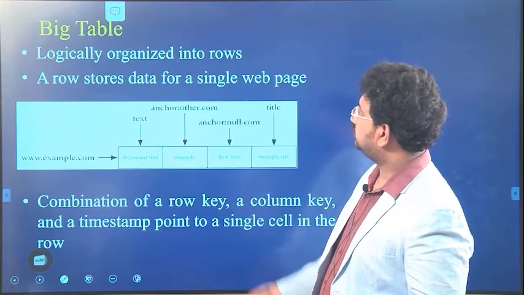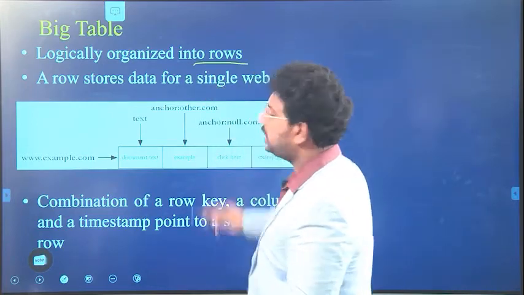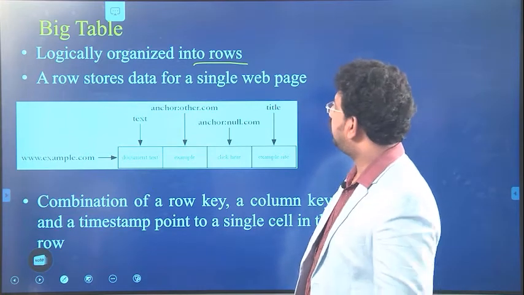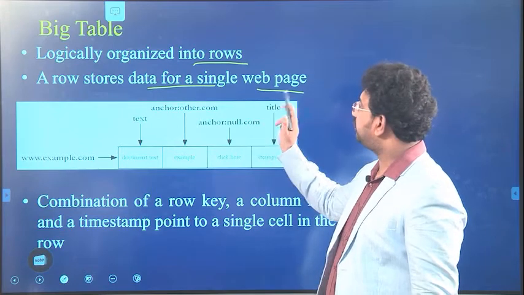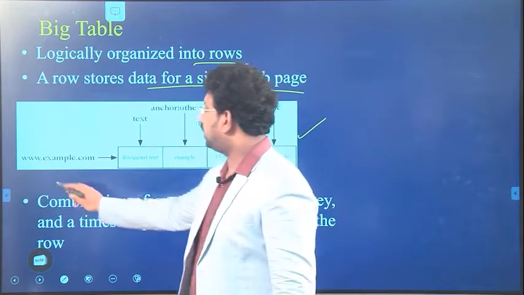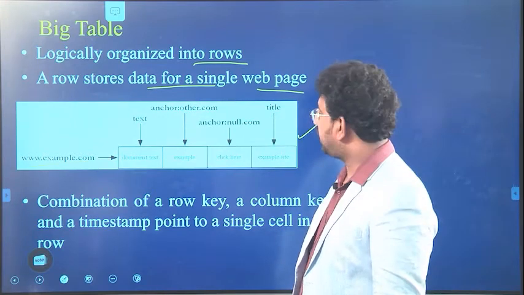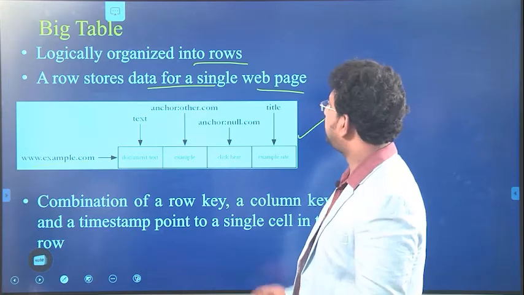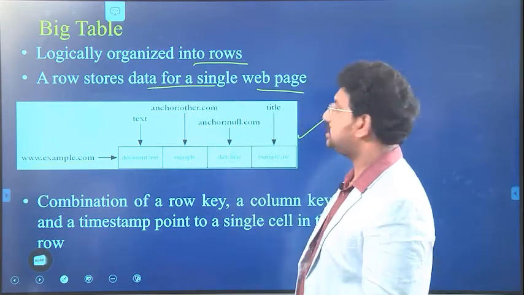And if you see the Bigtable, it is logically organized into rows. What does a row consist of? A row stores the data for a single web page. If you observe here, this is an example. For example, the information being maintained is about this web page, www.example.com. So the entire information is maintained in the row. This web page represents one row of information.